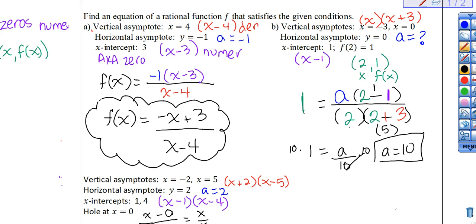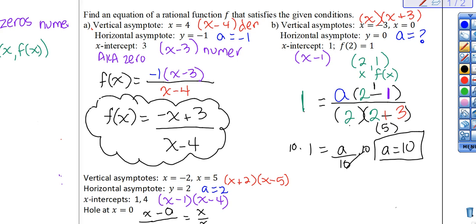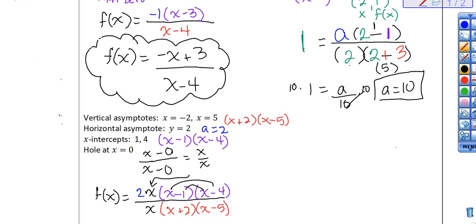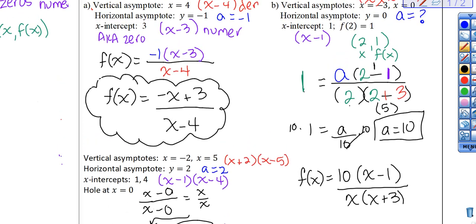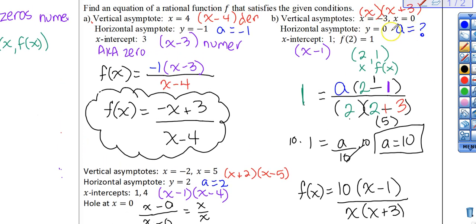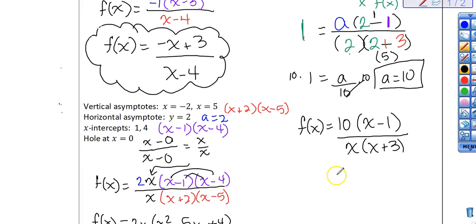We can now write our equation. And so we'll go back and remove the f of the point that we plugged in for x and f of x, and reinsert our f of x and x. So we'll have f of x is equal to 10 times x minus 1 over x times x plus 3, just reinserting all of our values that we found earlier up here, right? Putting the x and the f of x back in. Then all we have to do is simplify, correct? And we will have it in general form.